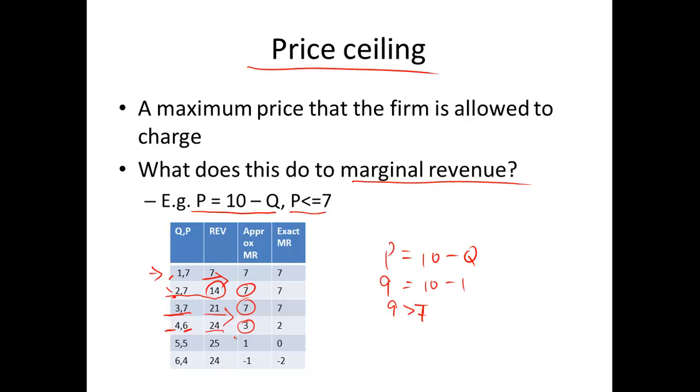What's going on here? Well, when 7 is the max price we can charge, and when the price on the demand curve is 7 or above, we're stuck with a marginal revenue just of the ceiling, 7. As soon as the ceiling no longer binds, we're back on the usual marginal revenue curve.